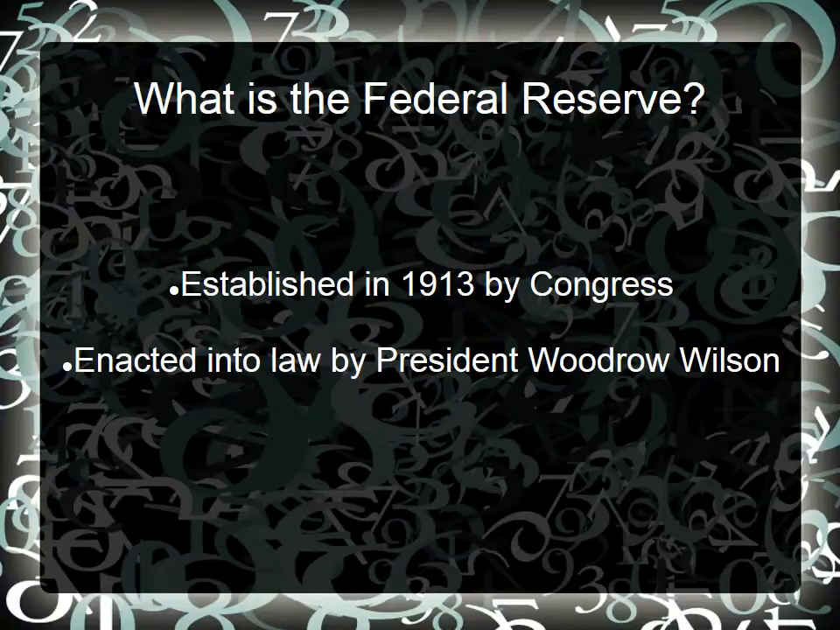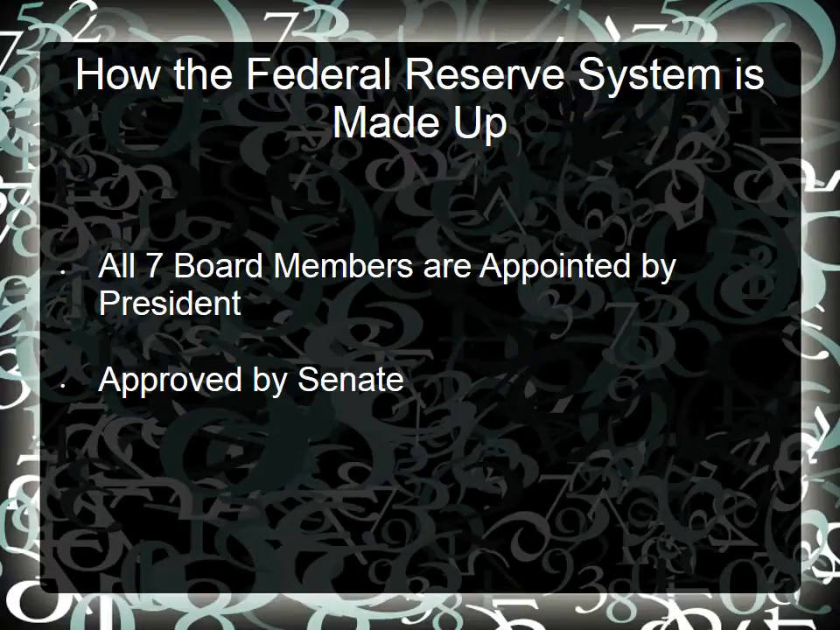What is the Federal Reserve? It was established in 1913 by Congress and enacted into law by President Woodrow Wilson. There are 7 board members that serve 14-year terms. The Federal Reserve System is made up of these board members. All 7 board members are appointed by the President and must be approved by the Senate.